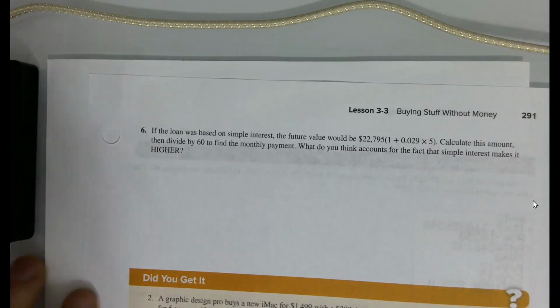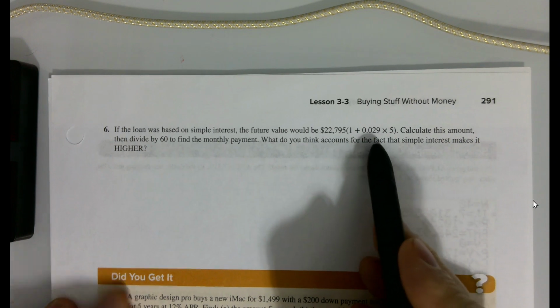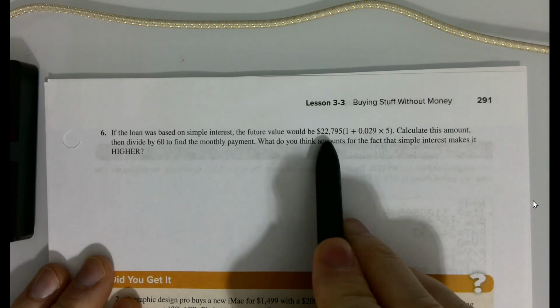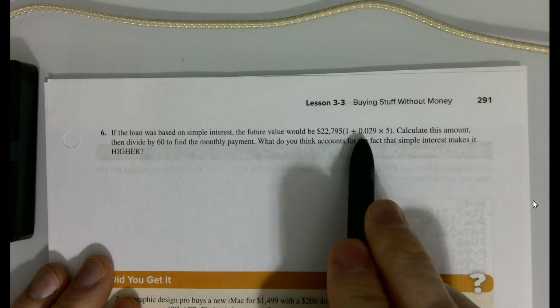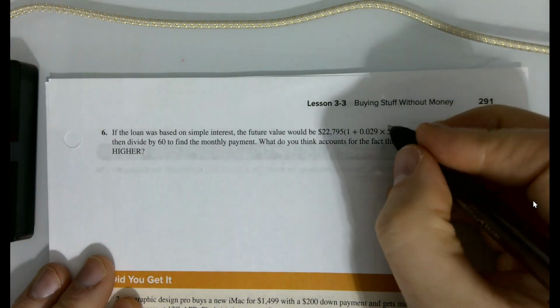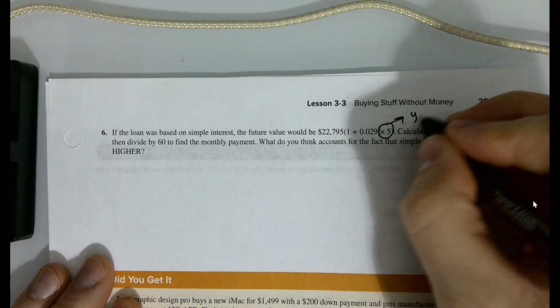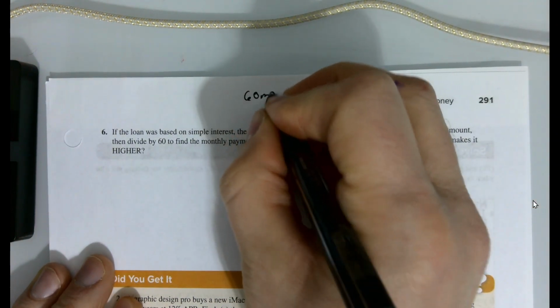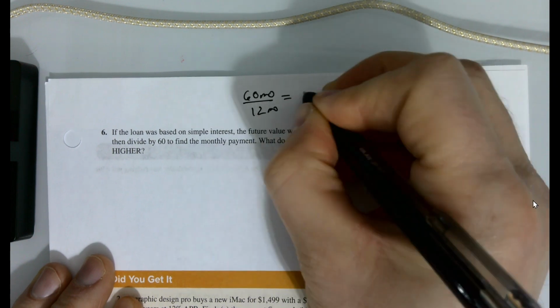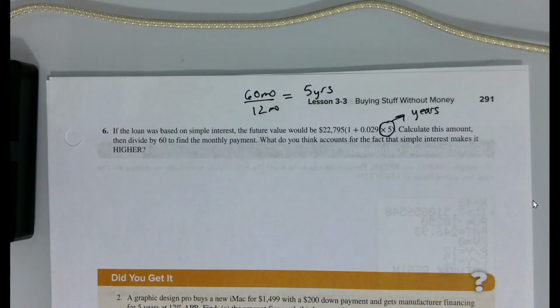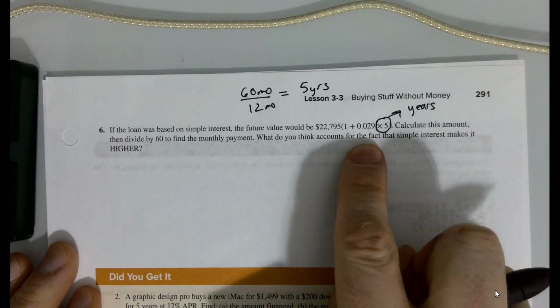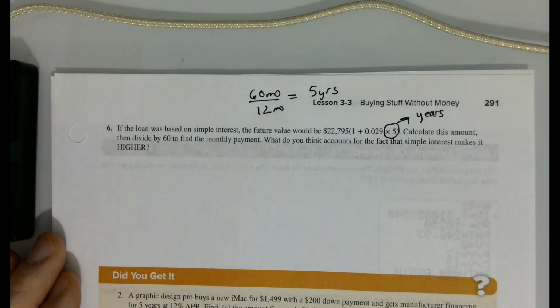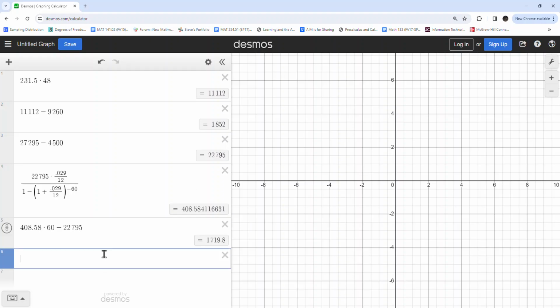Okay. The next question is an interesting one. I really like it. It says, hey, what if we were doing a simple interest loan? Well, the future value on this would be calculated this way. We'd take the $22,795 and multiply it times 1 plus 0.029 times 5. If you're wondering where this 5 came from, this is 5 years, because 60 months divided by 12 months per 1 year equals 5 years. So we're going to calculate what the future value is on this, and then divide that into 60 equal payments and see what that monthly payment would be.